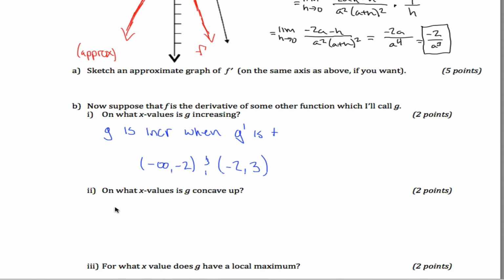On what values is g concave up? G is concave up when the second derivative is positive. Well, I don't have any information about the second derivative, but fortunately I know that the second derivative is positive when the first derivative is increasing. And that's because the second derivative is just the derivative of the first derivative. So since I do have a graph of the first derivative, all I've got to do is look at the graph, the thing in black, and figure out when it's increasing.